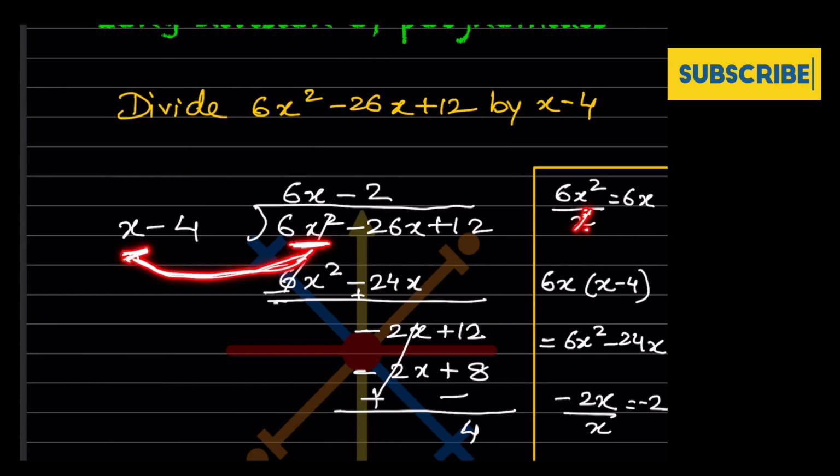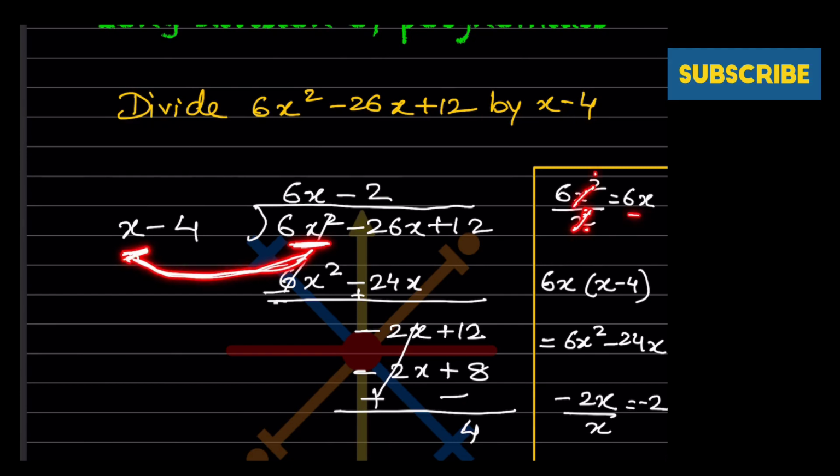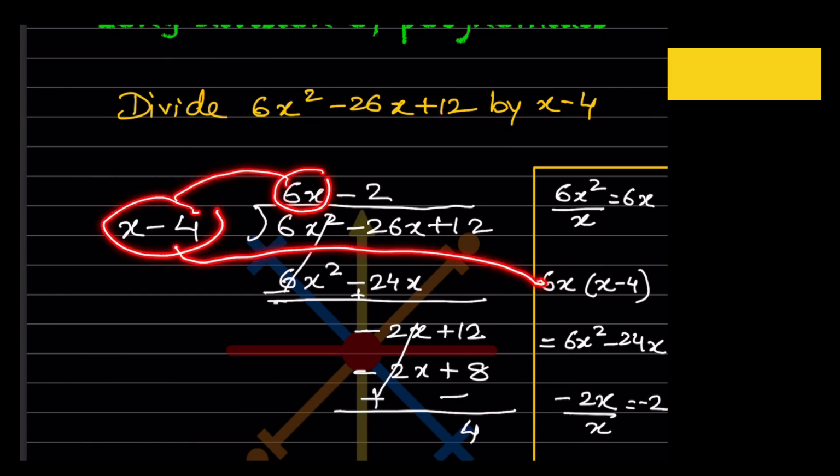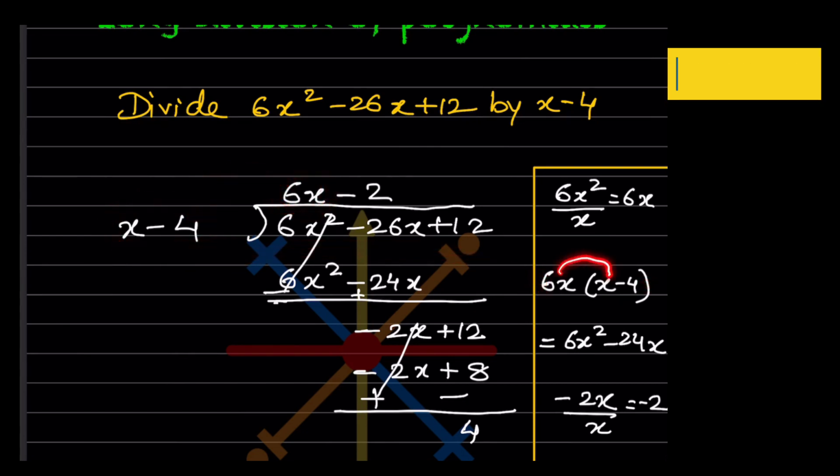When you divide this, an x goes out, so what remains is 6x. You will write 6x here. Now this 6x, whatever you wrote, you are going to multiply with this whole expression. See here what I have done: 6x, you multiply with this one. What do you get here? You expand it: 6x square minus 24x.